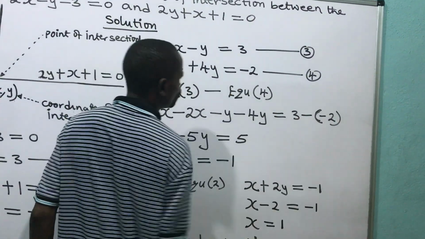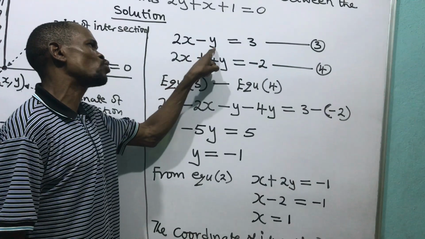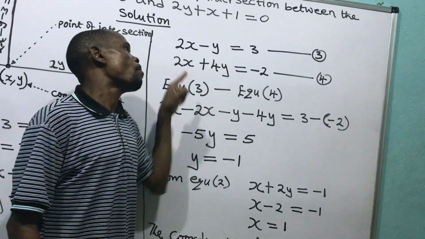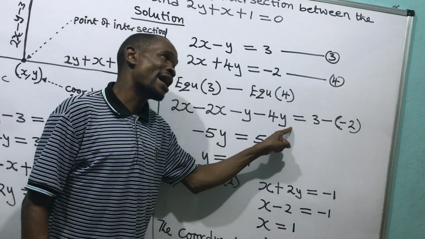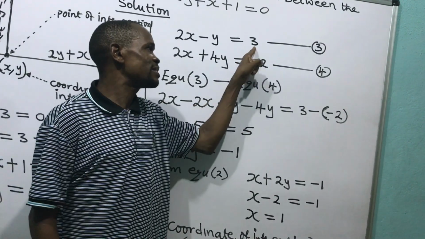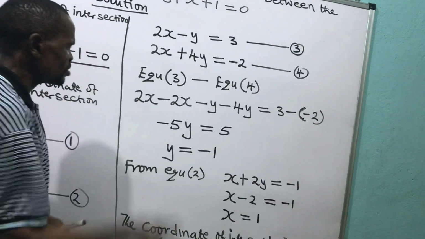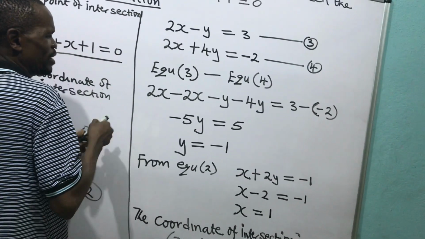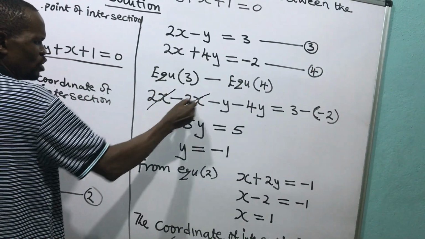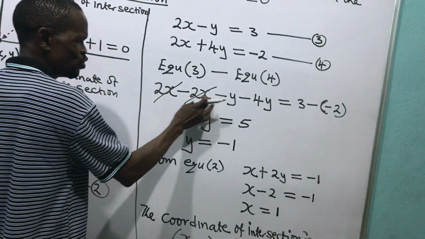Minus what? 2. Remember here, minus y sitting down, minus 4y. Then coming here, 3 will sit down, minus what? 2. Then when I have done that, this will eliminate this. This will go, because 2x minus 2x will go.